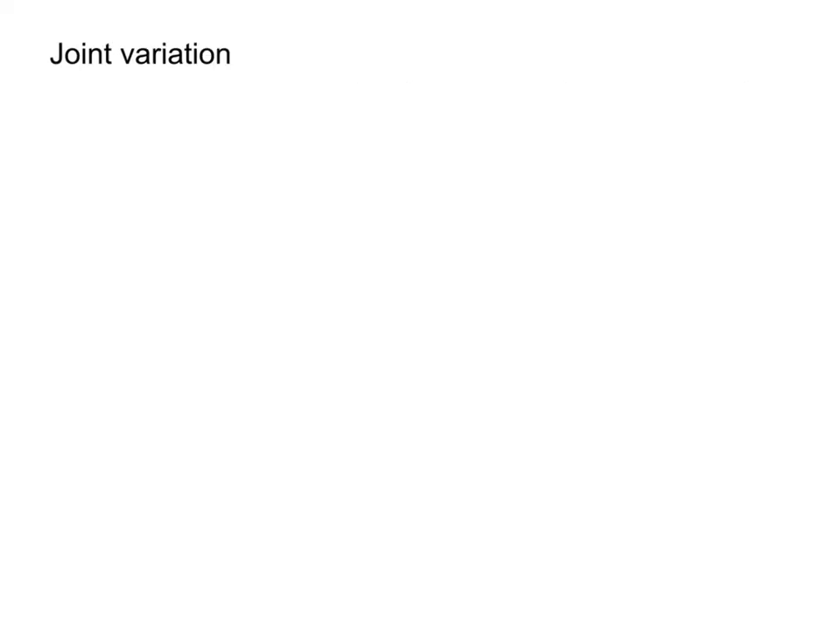Now that you've seen both direct and inverse variation, we'll talk about joint variation. So when we talk about joint variation, what we will see is you'll see things like y varies jointly as x and z.